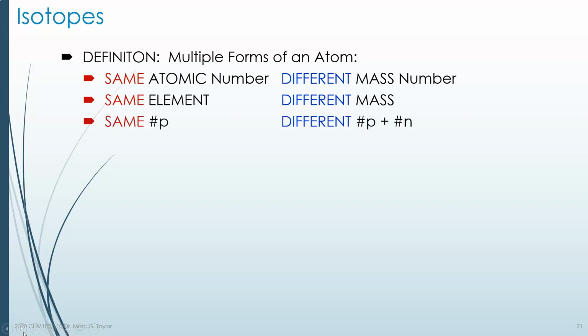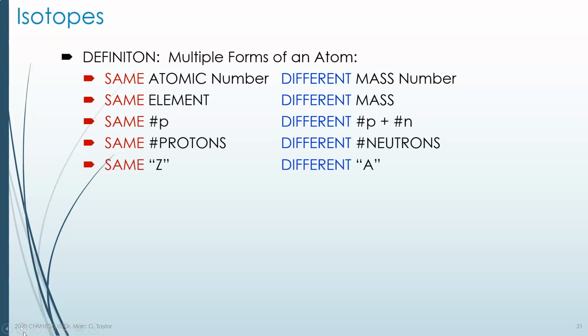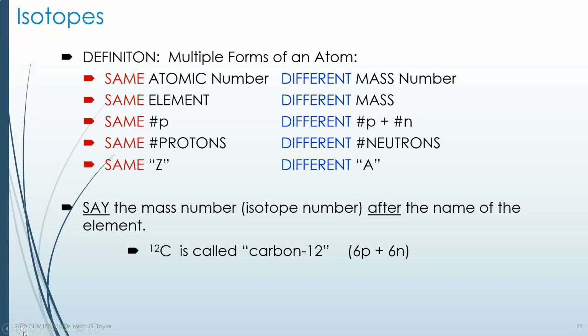Or the same number of protons, which is the atomic number, and different numbers of protons plus neutrons, which is the mass number. Or you could just simply say the same number of protons and different number of neutrons. Or if you want to use the abbreviations, they have the same Z but different A. So there are lots of ways of saying things are isotopes. You should be aware of all of these, though Z and A is not something that we use very frequently in Chem 100 and Chem 110.